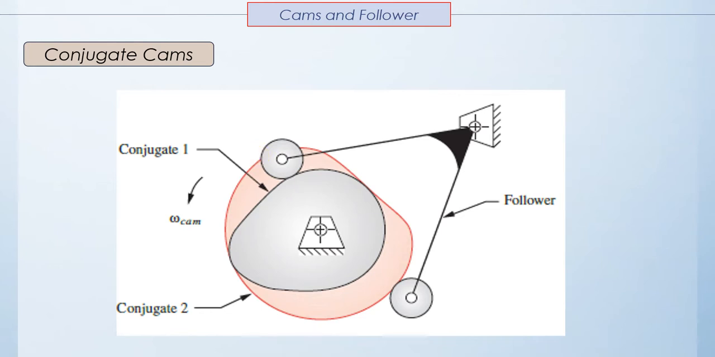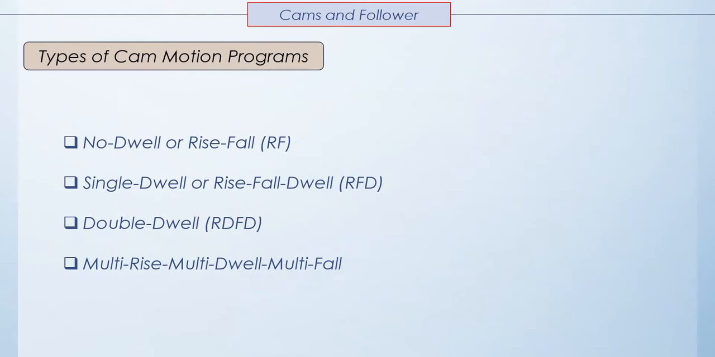You can see when the cam is rotated either clockwise or counterclockwise, what happens to our follower and our rollers. How we consider our timing, all these things need to be considered in order to have a good design, so that we can have a mechanism that works the way we want.